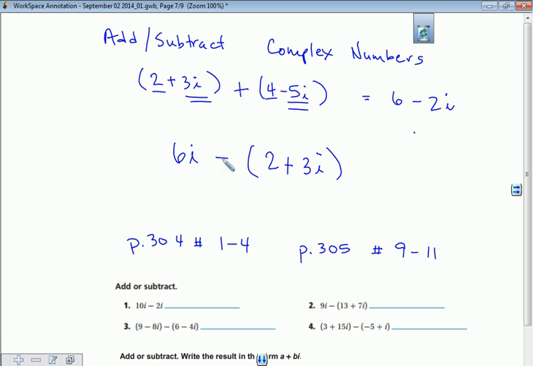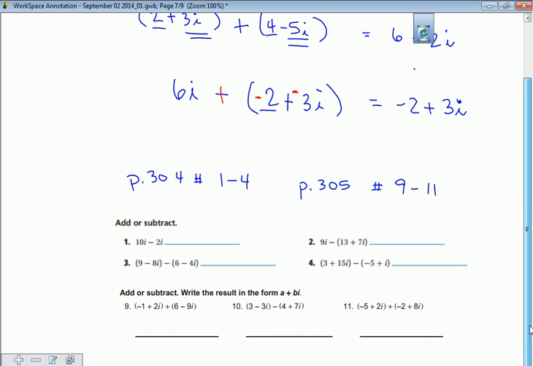So when we have subtraction here, we're going to change everything to the opposite and then combine our real parts and our imaginary parts. This only has one real number, so that's what I'll start with, the real number part, negative 2. And then we have 6i plus a negative 3i is 3i. And that's all there is to addition and subtraction. There's no secret trick to it. It's quite simple.